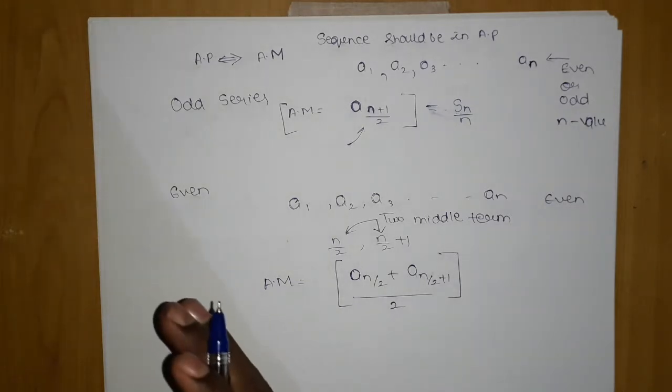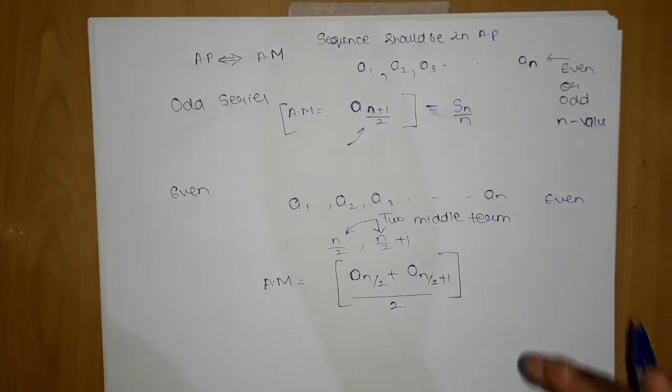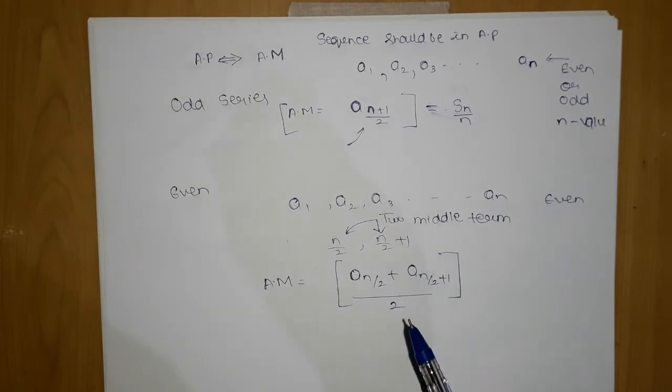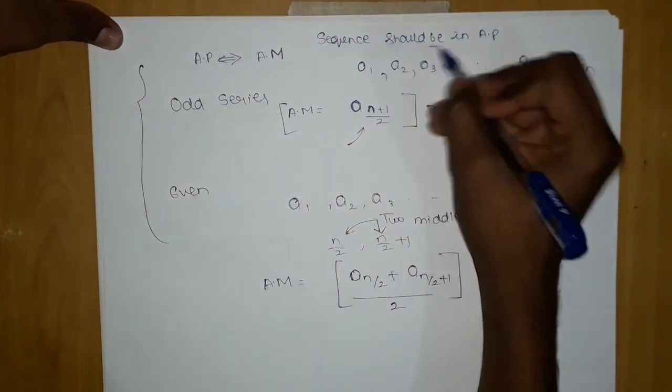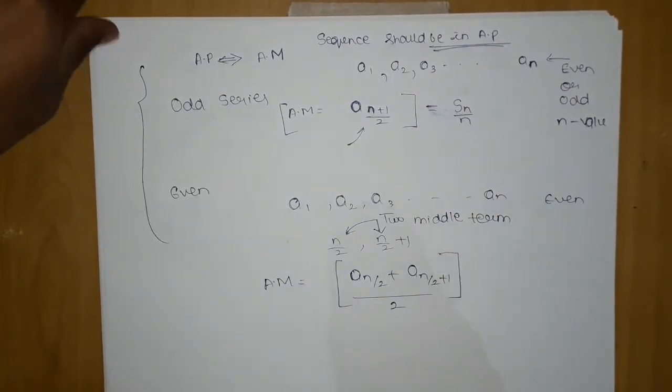Okay, if the sequence is an odd sequence, what you have to do? Find the middle term. How you will find the middle term? (n plus 1) by 2. And if the sequence is even, there will be two middle terms. Where will the two middle terms be? n by 2 and n by 2 plus 1. And one more thing, the sequence should be in AP. This condition holds only if the sequence is in AP. Okay, keep that in mind.